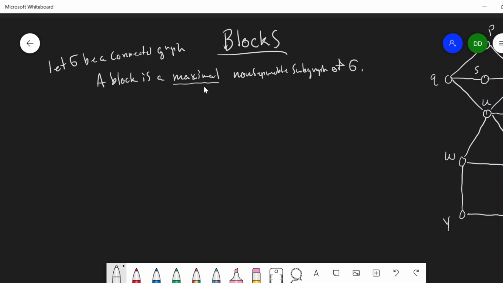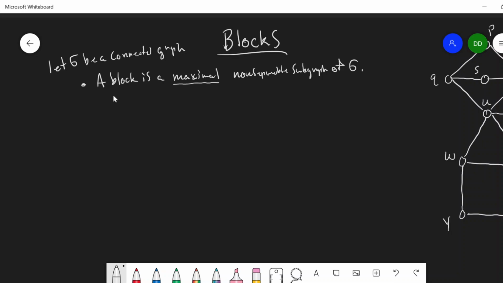By maximal, what's really meant is we can't add any vertices or edges to it and still have it be non-separable. Another way to put this is that a block, a maximal non-separable subgraph, is not a proper subgraph of any other non-separable subgraph of G. That's a couple ways we can say that. But really the way to think about this is we can't increase the subgraph at all. We can't add more vertices to it. If we do, we would make it separable.